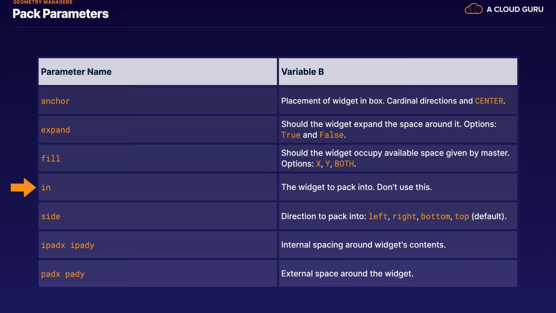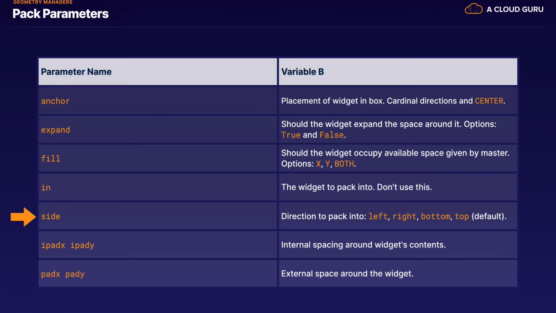The in parameter is one that you should basically just never use. It allows you to essentially specify a separate master that you would be putting something into, but don't do that. So yeah, that's all I'm really going to say is just don't use that one. Side allows us to say that we want to pack to the side rather than the top, or we can pack straight to the bottom rather than the side or the top.